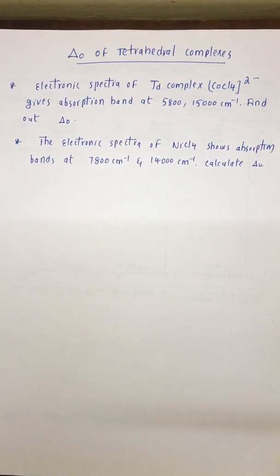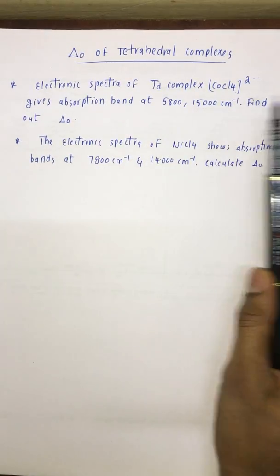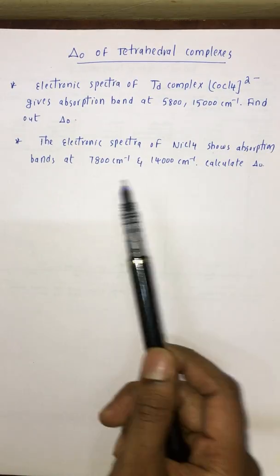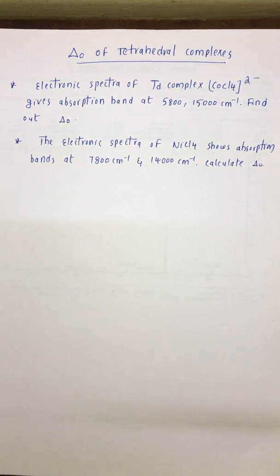Going to discuss the calculation of delta knot for tetrahedral complexes. So we have two questions here. Electronic spectra of tetrahedral complex CoCl4 2- gives absorption bands at 5800 and 15,000. Find out the delta knot. And for the nickel chloride complex, we have two absorption bands, so we have to calculate the delta knot.